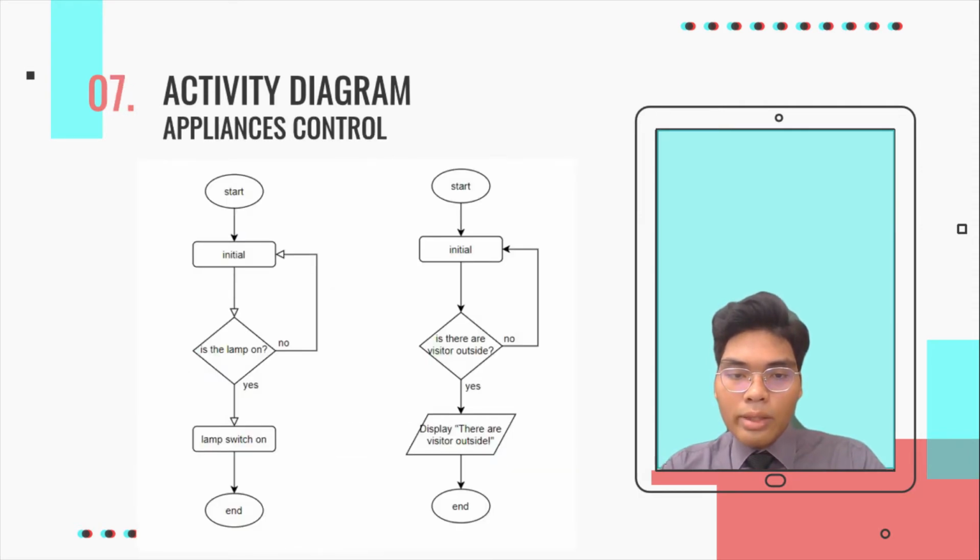So the next one is appliances control. The first one we have is for the lamp. So it will start, then it will be on initial. Is the lamp on? If no, it goes back to the initial. If yes, the lamp switch will turn on.